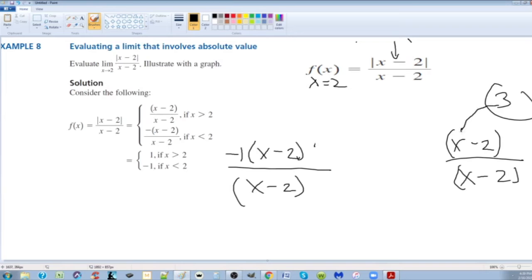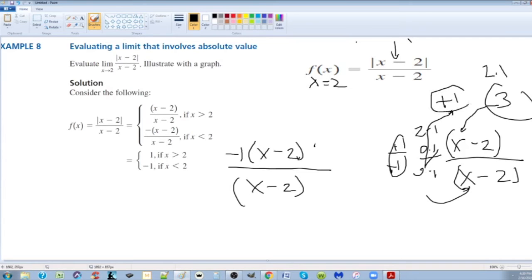So when a 3 goes in there, I get 1. So I get plus 1 divided by plus 1. My value is plus 1. Now as we get closer and closer, if I took 2.1 on this side, I get 0.1 divided by 0.1. Still comes out plus 1. So I can see my limit as I'm approaching 2 is 1.